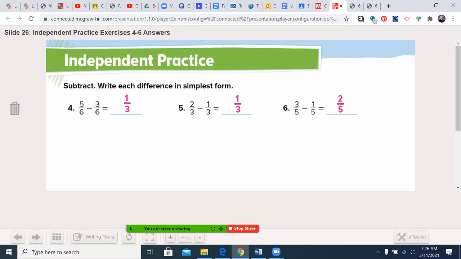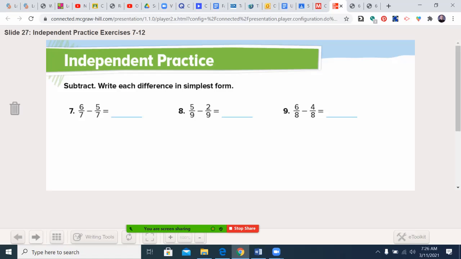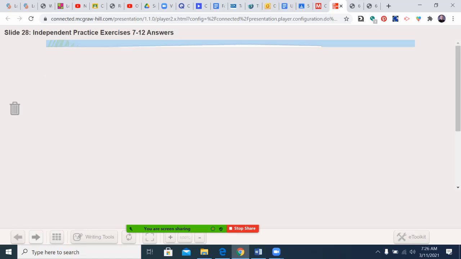Welcome back. Let's see how you did. 5 - 3 = 2. 2/6 can be simplified to 1/3. 2 - 1 = 1/3. 3 - 1 = 2/5. Those are both prime numbers. Nothing you can do. Let's bounce down all the way to number 13.